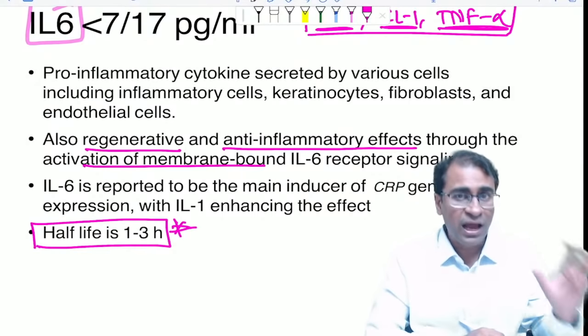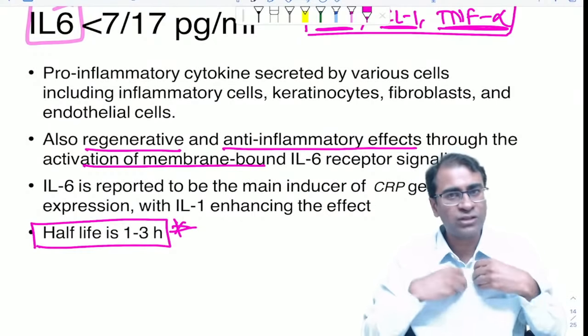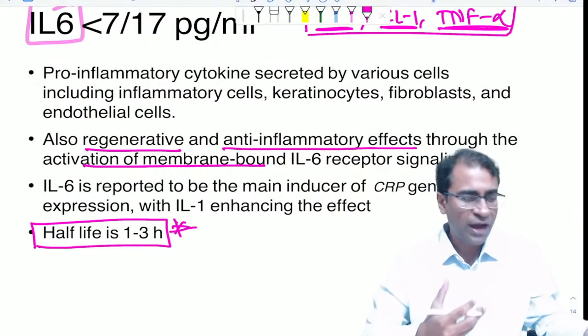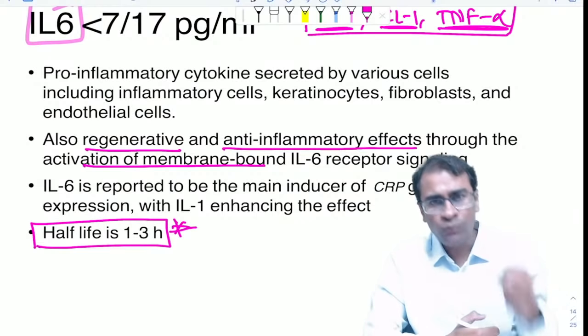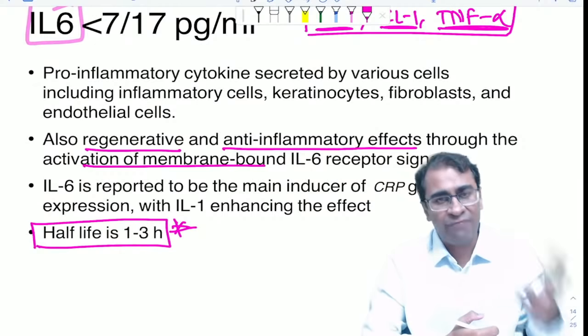So would you say IL-6 is a good marker? What is your impression? Tell me. So I'm putting this thought to you. I'm seeing many of you are actually live here. Tell me, do you now think IL-6 is a very good marker for looking at the cytokine levels in the patient?